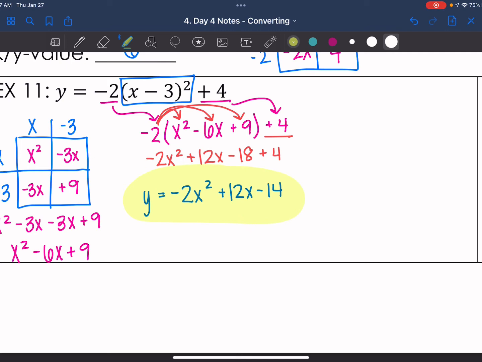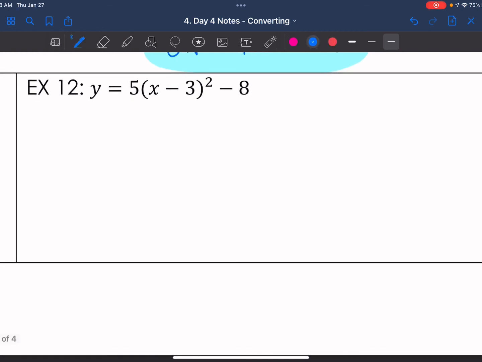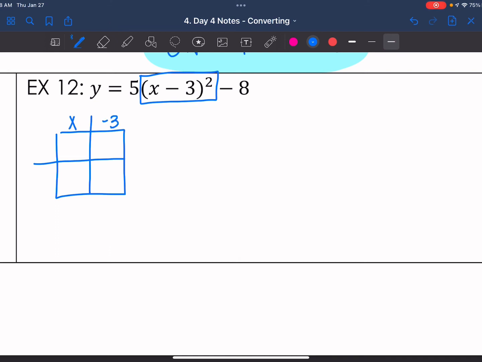Okay, the last problem that I'm going to do with you guys is number 12. And we'll start off by doing the box method again. So I'm going to expand the binomial squared, x minus 3 and x minus 3, and fill in the box. That leaves me with x squared minus 6x plus 9. I went ahead and combined these two like terms before I rewrote it.